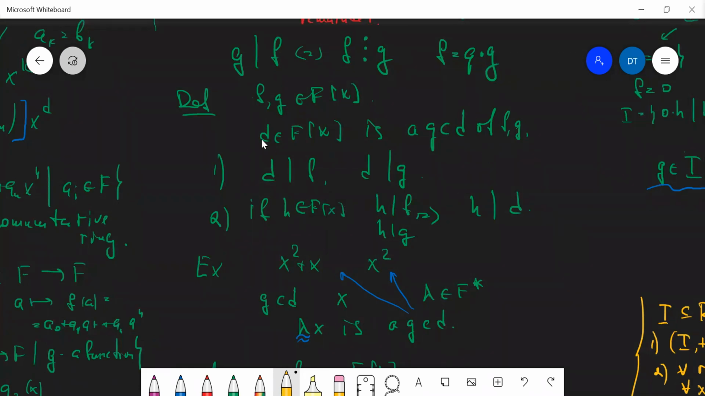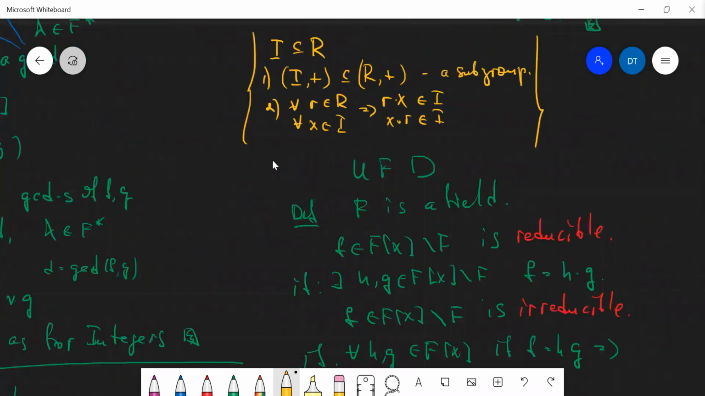So a GCD is any polynomial satisfying these two properties. So you have infinitely many GCDs for every pair of polynomials. But by definition, it's not unique. Yeah, by definition, it's not unique because you can multiply every GCD by a non-zero constant and it will also satisfy these two properties. Okay.